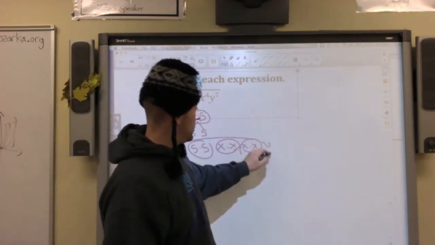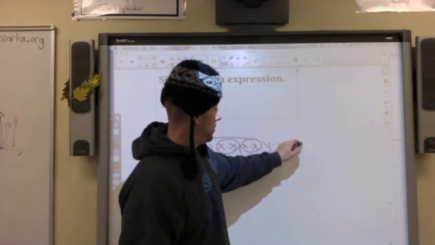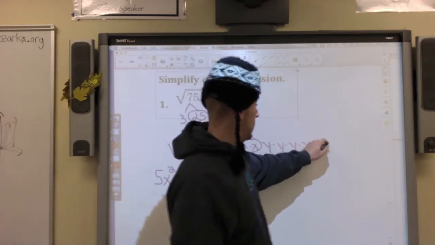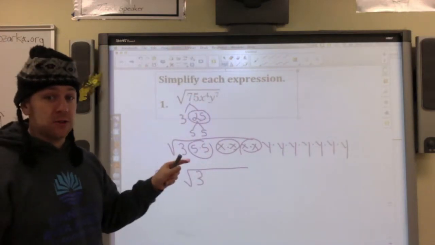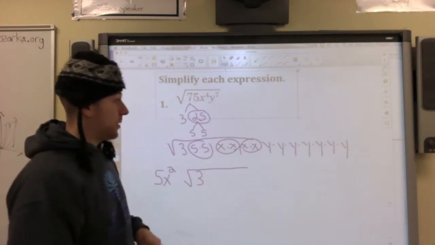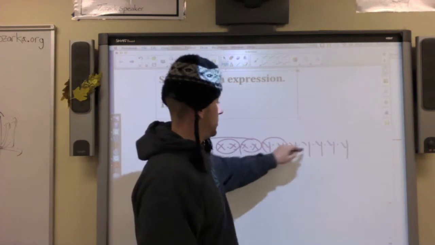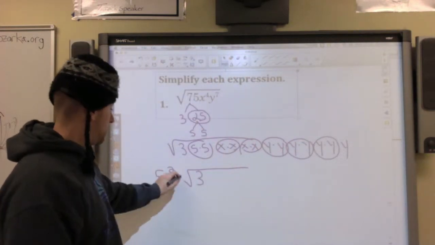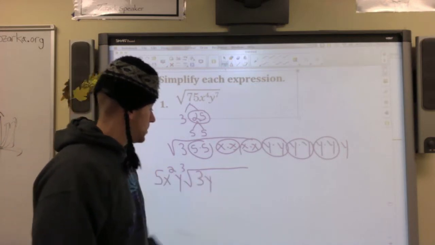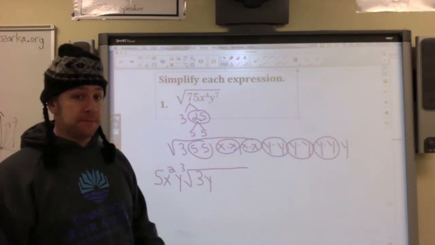And then I have 7 y's, which is really annoying to write. Then I look at pairs. I got 3 pairs of y's, so 3 y's come out, 1 stays in, and I'm done.